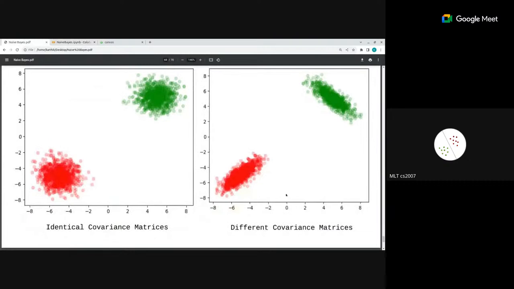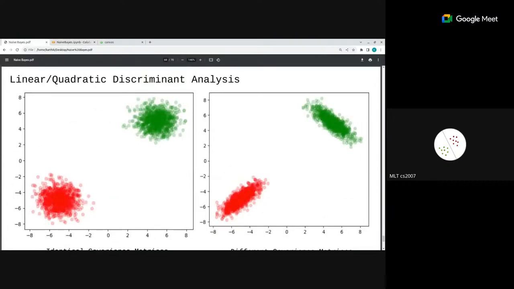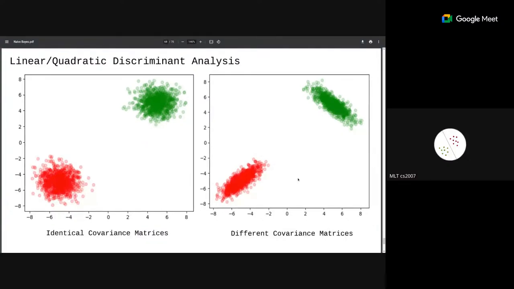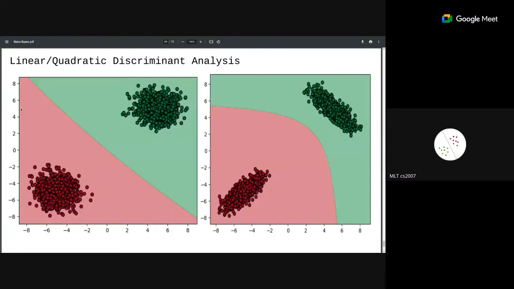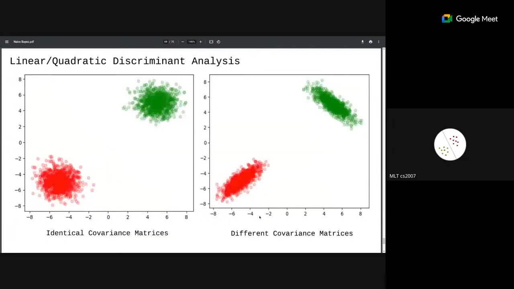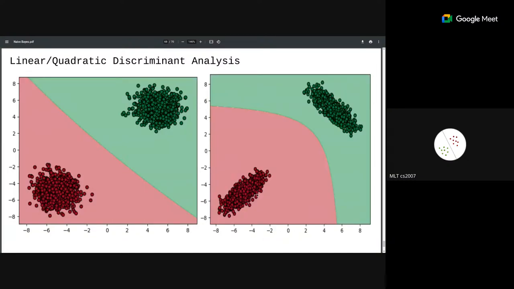So different covariance matrices are used to generate the two classes. Basically, one is 0.8, the other one is -0.8, and the off-diagonal elements are the only difference in these two. Now, if you fit a model, these are called LDA and QDA. LDA is linear discriminant analysis. If you fit a model assuming identical covariance matrices for this data set, you get something like this: the decision boundary is linear, a line separating these two blobs. On the other hand, if you assume different covariance matrices, what you end up with is something quadratic in nature, the decision boundary.